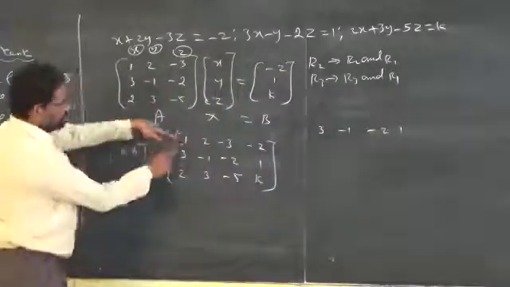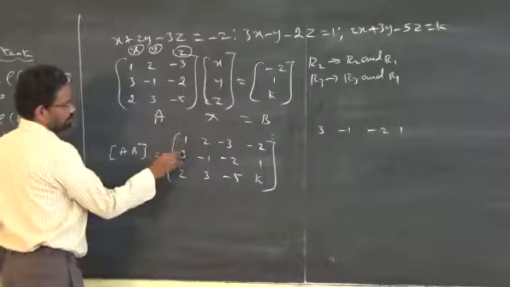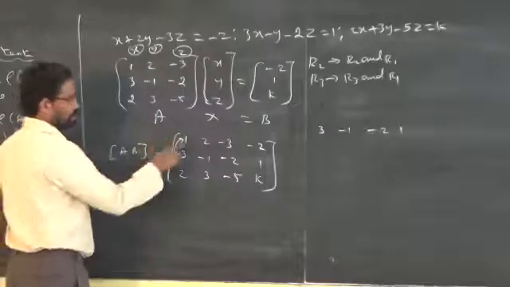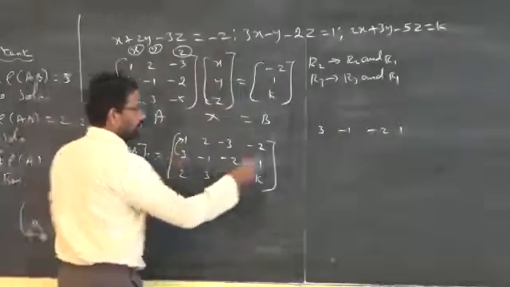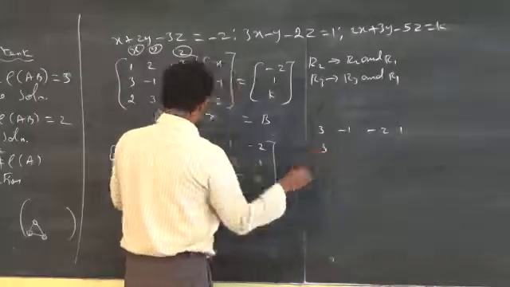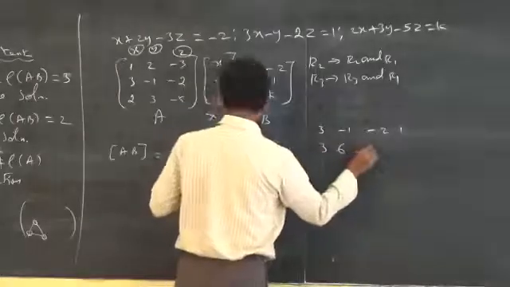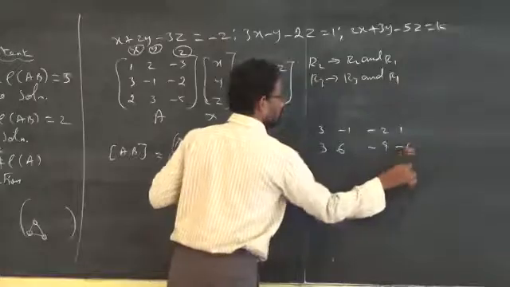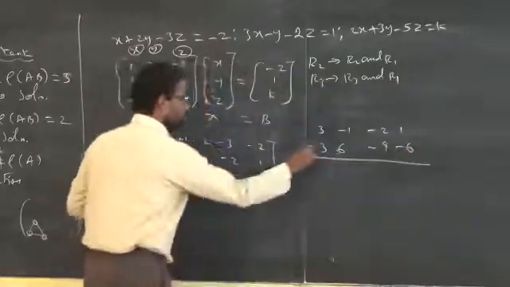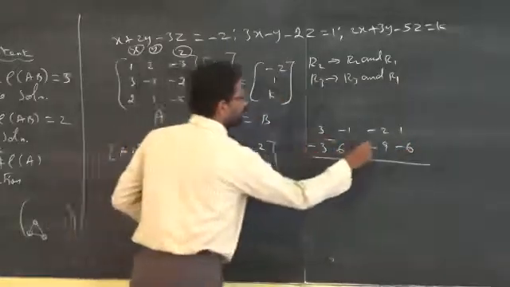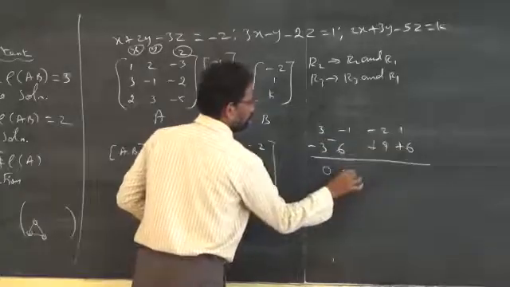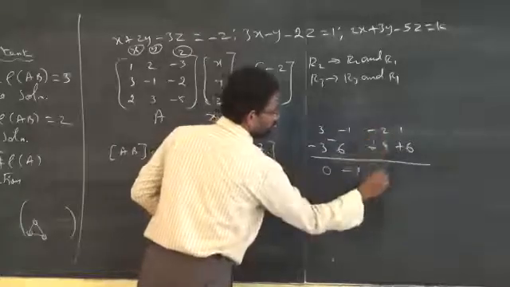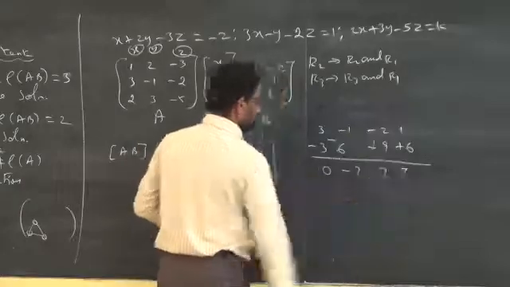Now, the first row is multiplied by this number 3. So, multiply the first row by 3: 3, 6, minus 9, minus 6. Change the sign: 0, minus 7, 7, minus 2 becomes 7, 7.